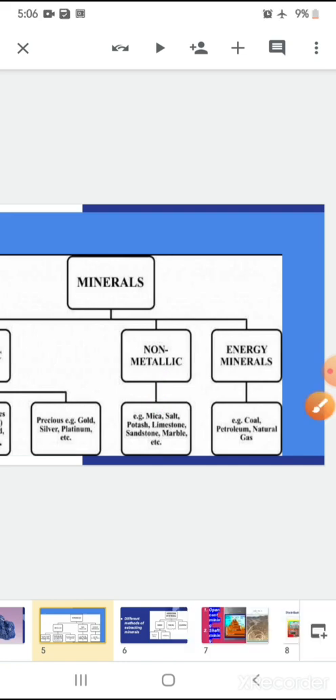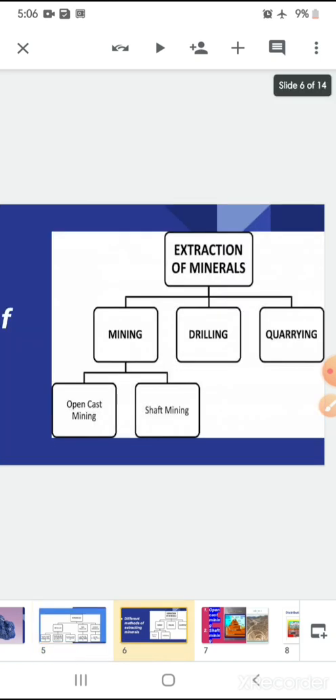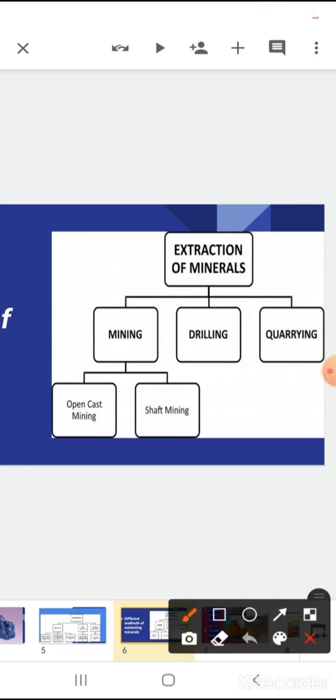Now, one important thing: how do we get or extract these minerals? The extraction of minerals is done in such forms. You can see, first mining, then drilling, and after that quarrying. Even with these broad categories, under mining you have two different ways.